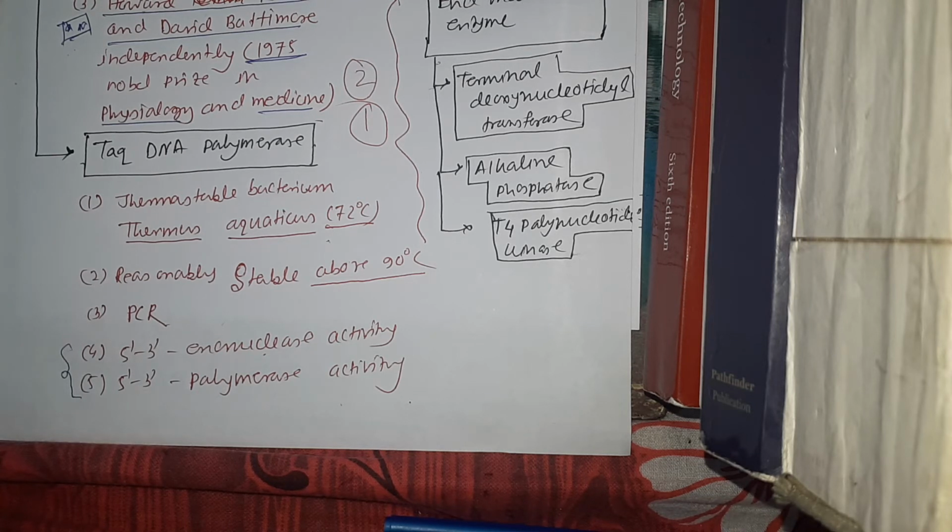So let me sum up. Template dependent DNA polymerases are the enzymes that have the ability to synthesize a new polynucleotide complementary to an already existing DNA or RNA template. They have three different subgroups. One is our DNA polymerase 1 that has 5' to 3' exonuclease activity, 5' to 3' polymerase activity, and 3' to 5' exonuclease activity. This 3' to 5' exonuclease activity is lacked by our Taq DNA polymerase.